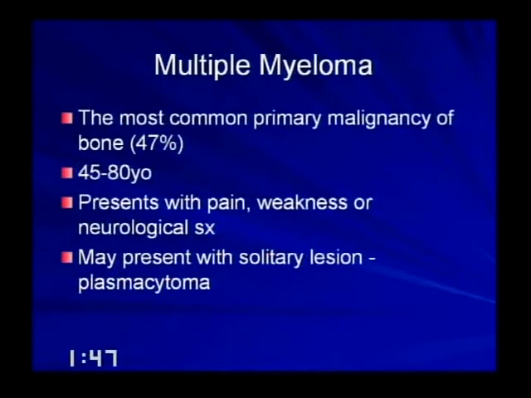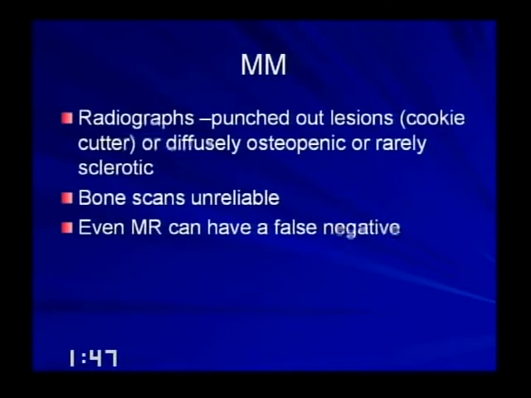And we'll end with this. They present with pain and weakness or neurological symptoms. I think that's important, that they can present with neurological symptoms first. They come from the neurologist. Typical picture is punched out lesions, cookie cutter lesions, but they can be diffusely osteopenic. But be aware that myeloma rarely can be sclerotic. Bone scans are unreliable. MR can even have false negatives.